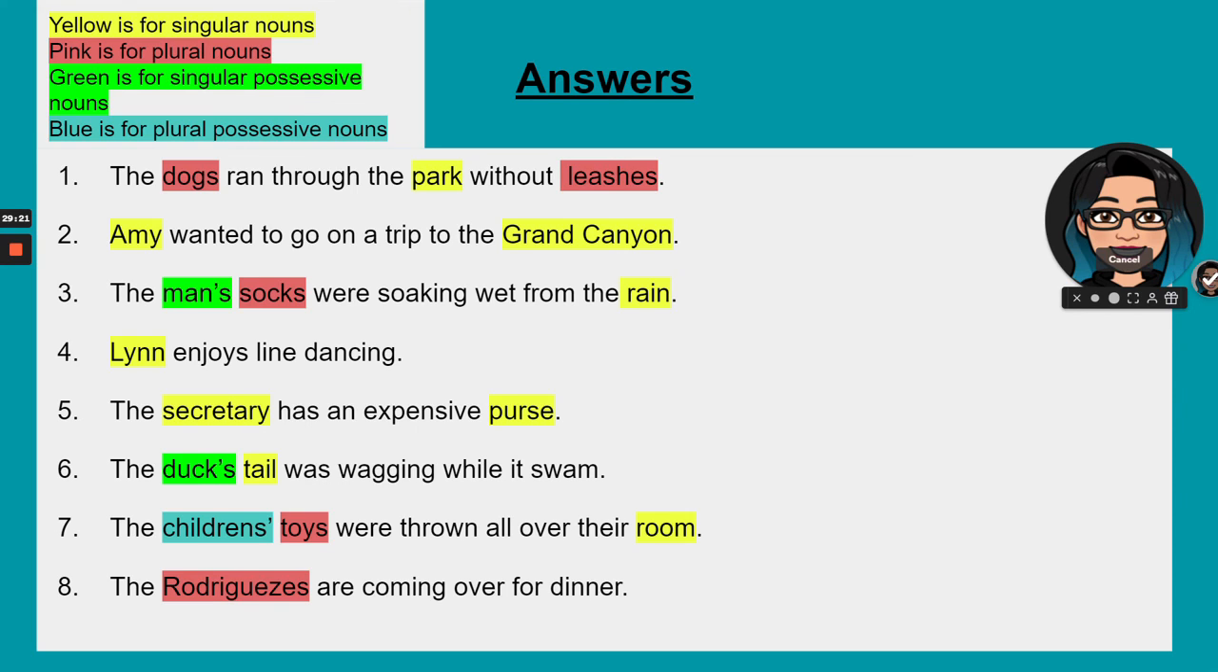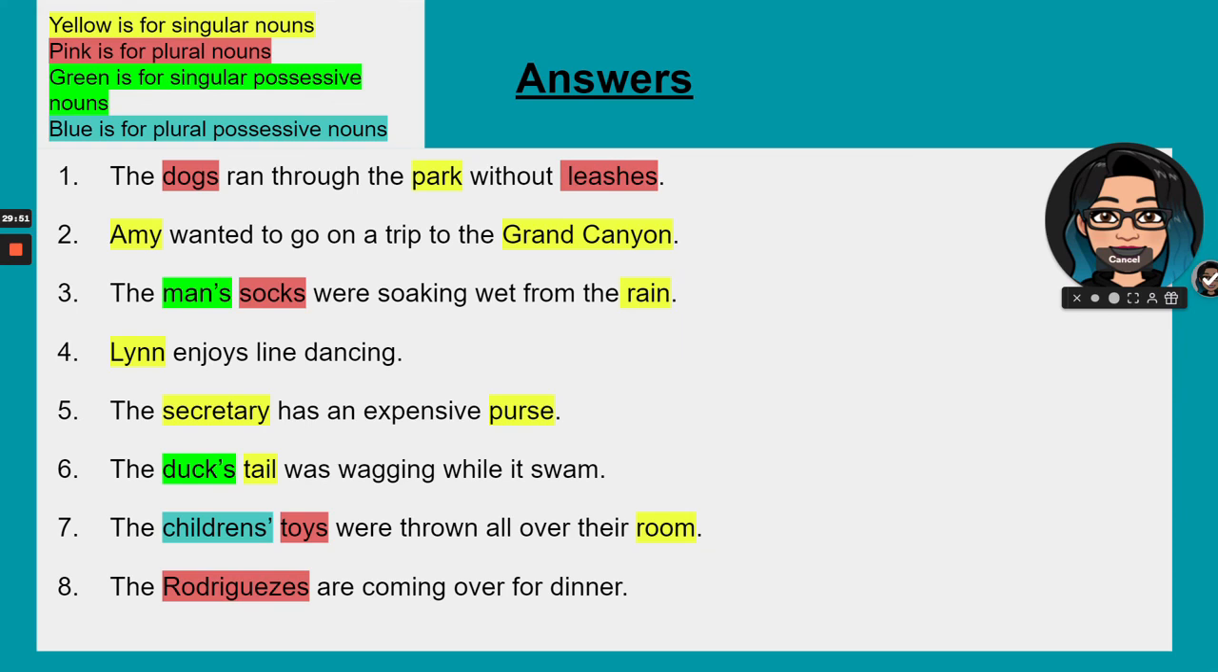So now we go to number 6. The duck's tail was wagging while it swam. So there are two in this one, and the first one is duck's, and the second one is tail. So the tail belonged to that one duck, so it becomes duck's with an apostrophe S because it is a singular possessive noun. And tail, it is just one tail, so it is a singular noun.